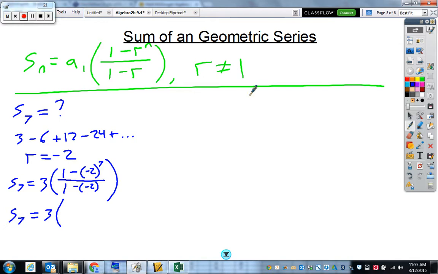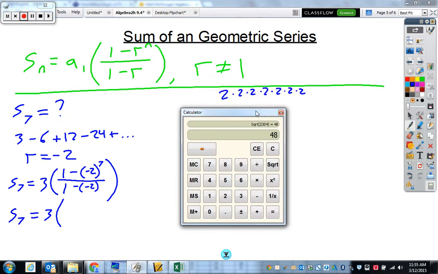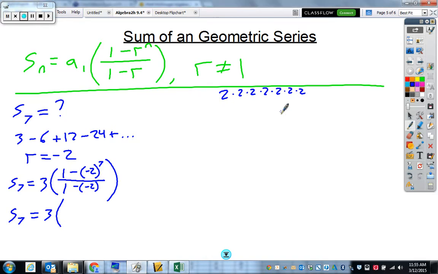Let's see what that is. 2 to the 7th. All right, better get the calculator out for that one. Cool. So you have 128. Now, that's going to be a negative, but since I still have that minus out front, it's going to be 1 plus 128.